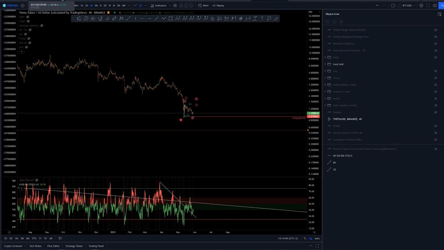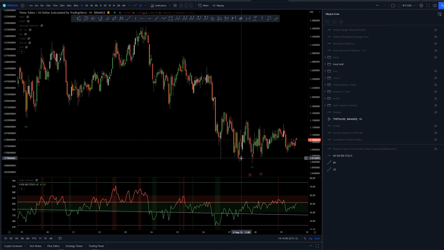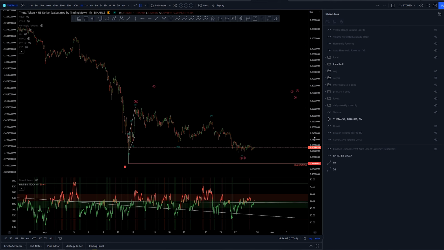Let's take a look at the local price action here. Now we have a couple of different options here.